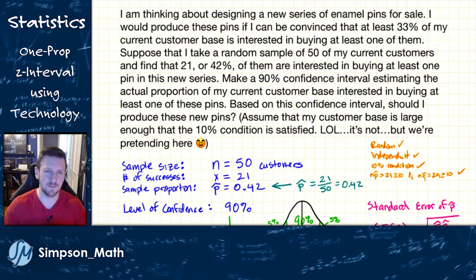So here's a problem. It says, I'm thinking about designing a new series of enamel pins for sale. I would produce these pins if I can be convinced that at least 33% of my current customer base is interested in buying at least one of them.